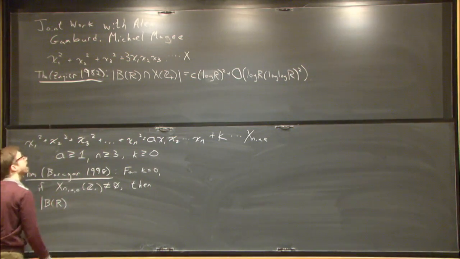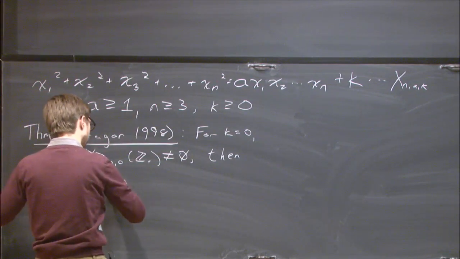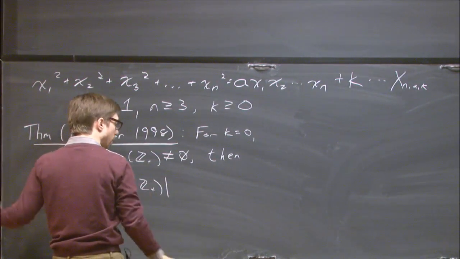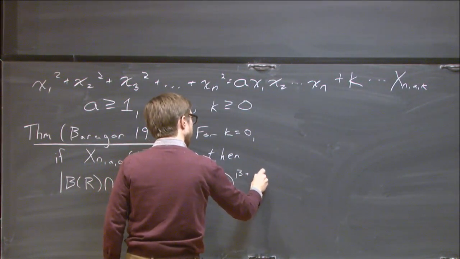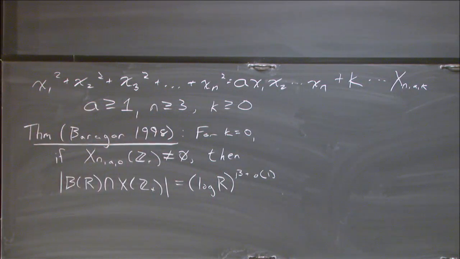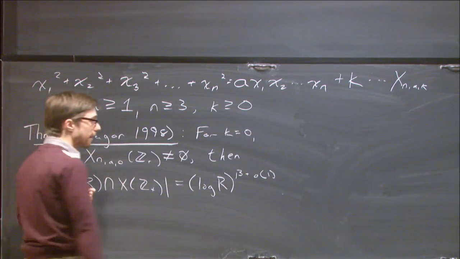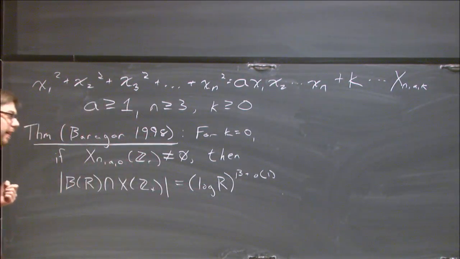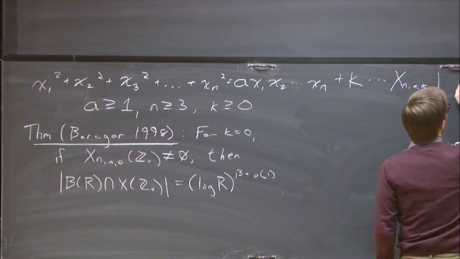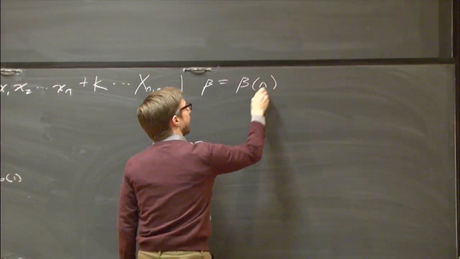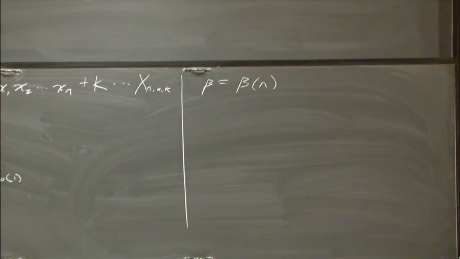Turns out that the number of tuples here we can write as log r to the beta plus little o of 1. So here that error term is in the exponent of the log r. This number beta here is very interesting to talk about, though, because like I said earlier, that beta is not n minus 1. So in this work, it was shown that beta is a function of only n. It has no dependence on that parameter a.